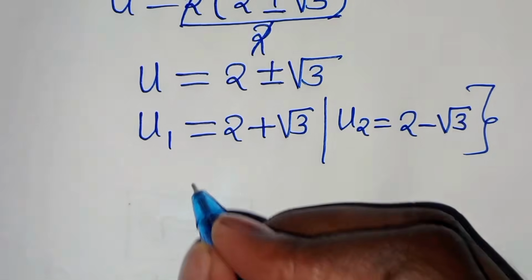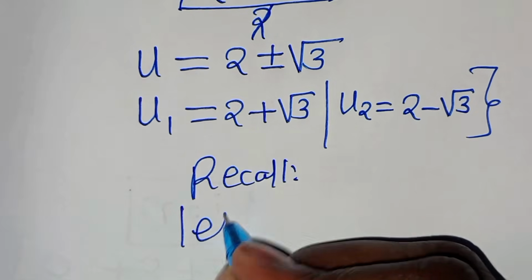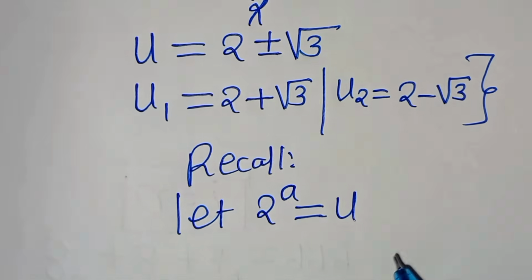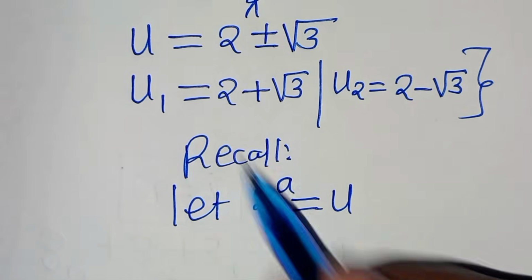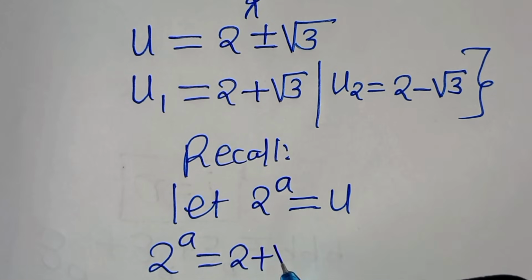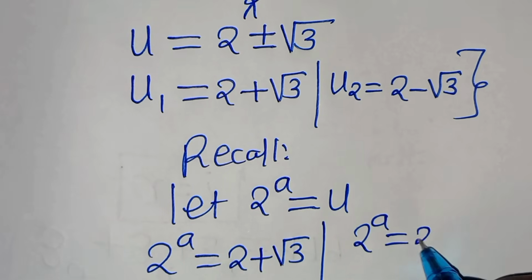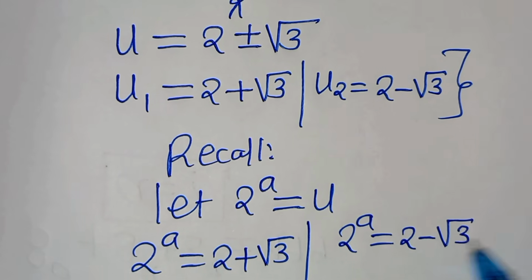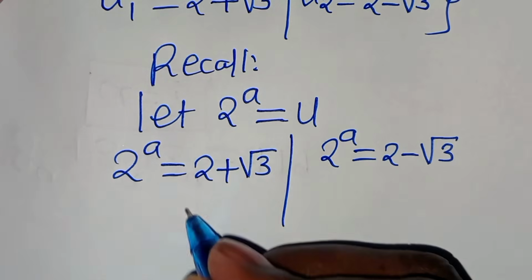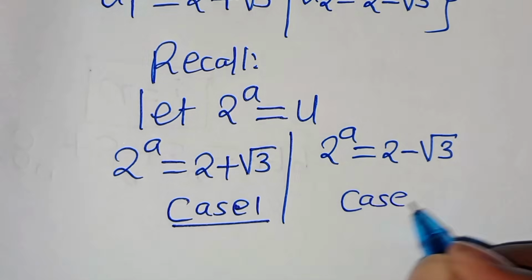The next step is that if you recall, we let 2 to the power of a be equal to u. So let's start with u, which is u1. This is 2 to the power of a. This is equal to 2 plus square root of 3. Then we have 2 to the power of a. This is equal to 2 minus square root of 3. Now this is case 1, and this is case 2.